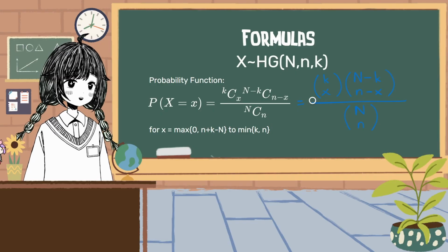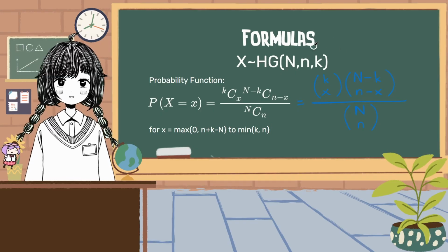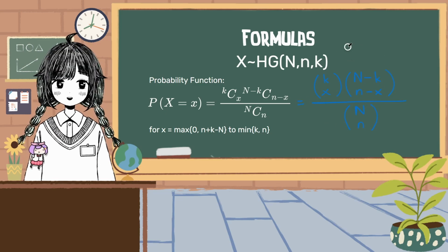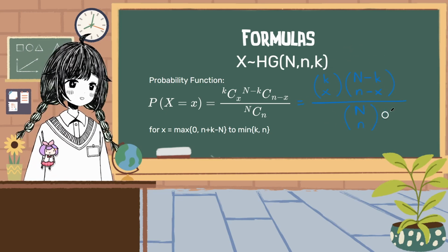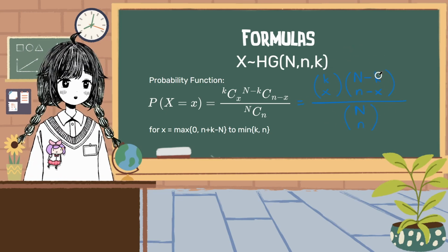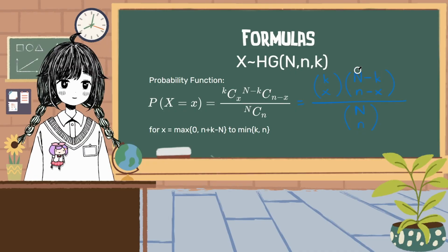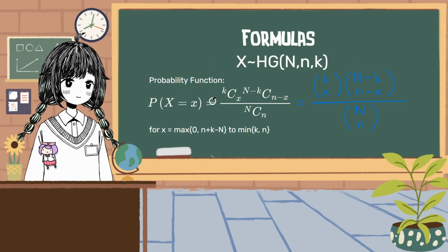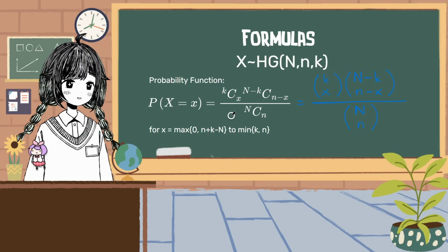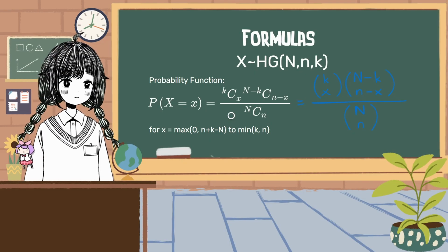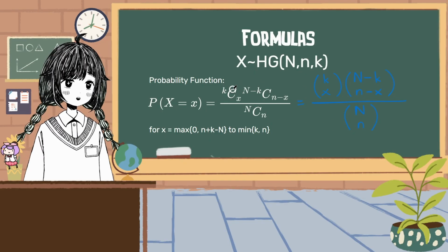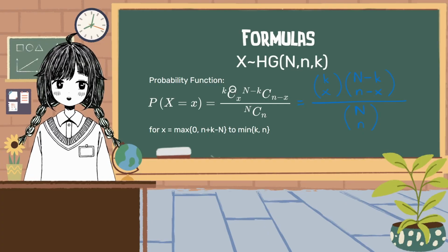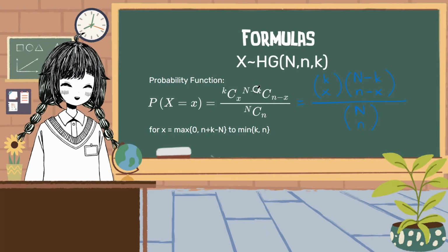So on the probability function, this is the formula we will be using to solve the question later. The formula can also be written like this, depending on which one you're more comfortable with. And I forgot to mention that x here is the number of successes in our sample. And KCx is the number of ways to choose x successes from the K successes available in the population.